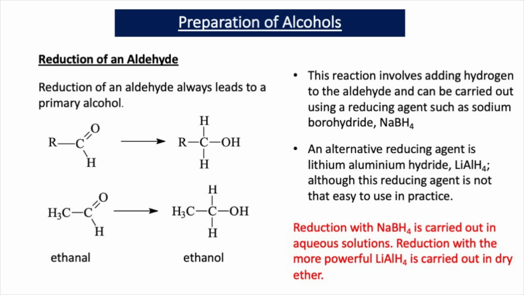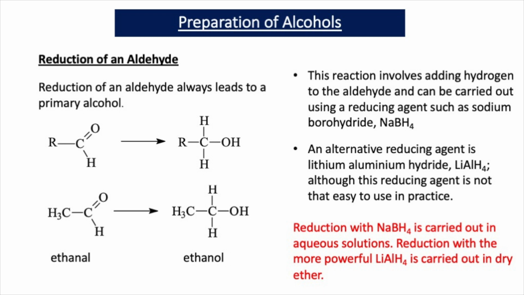Now, when reducing an aldehyde or a ketone, we cannot use hydrogen gas. This is because aldehydes and ketones react with nucleophiles, and we need a nucleophilic form of hydrogen. So the reducing agents we use are a nucleophilic form of hydrogen, and there are two reducing agents you need to learn for the exam.